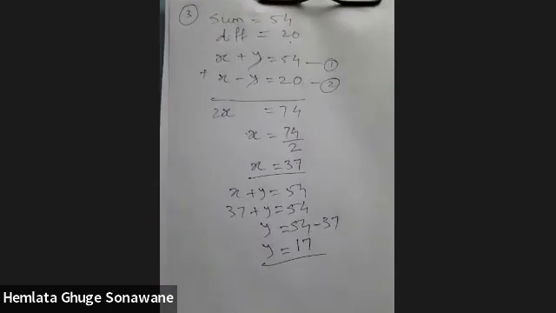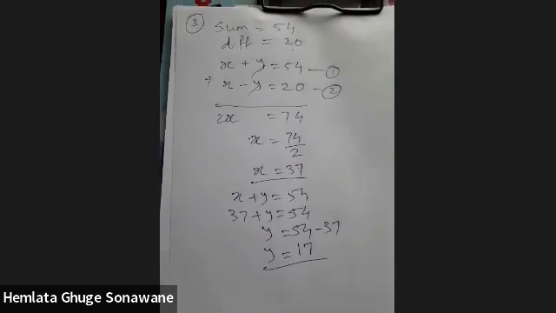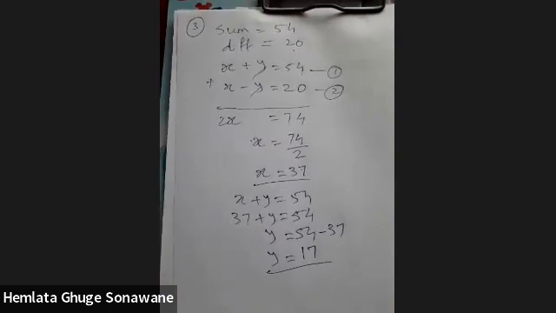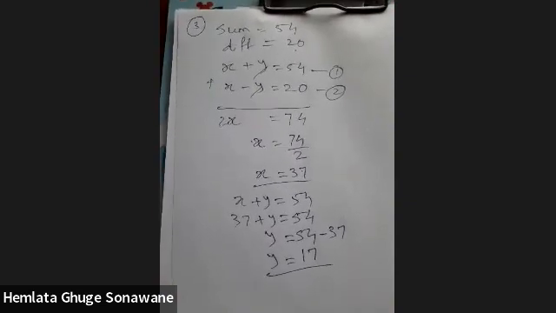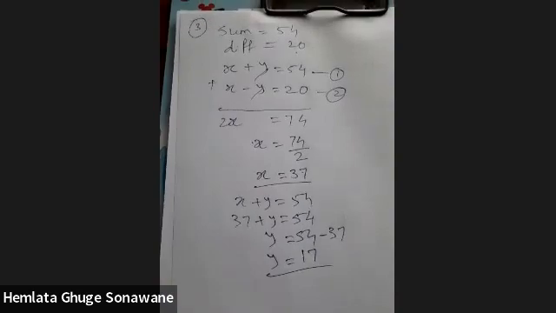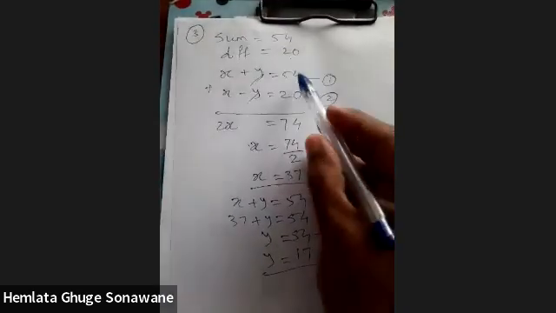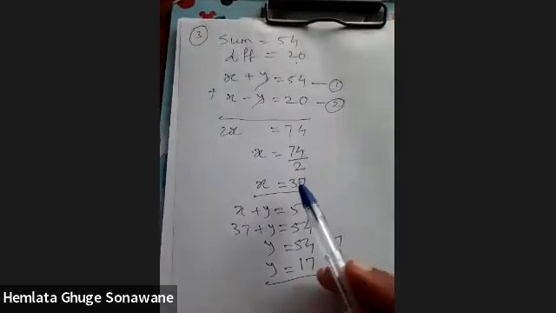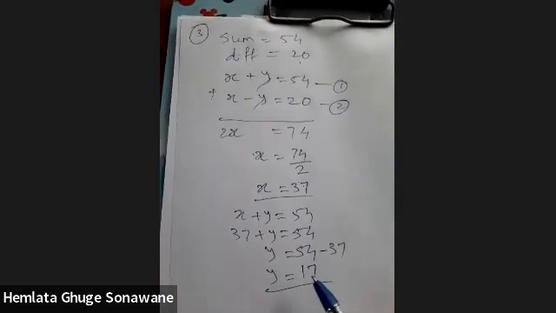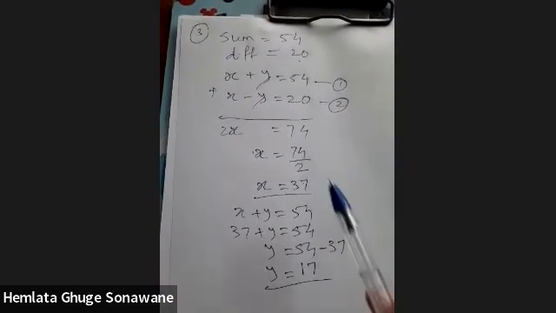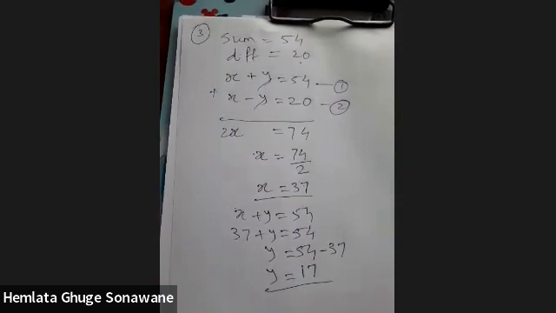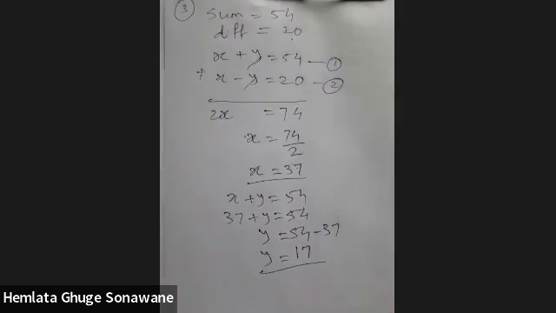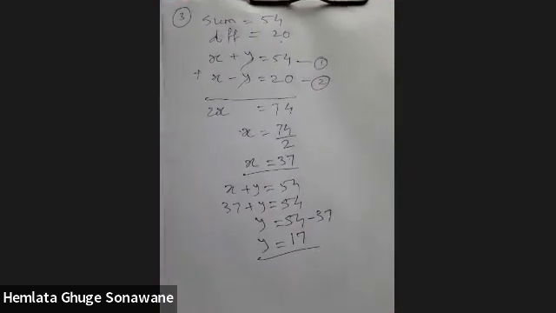Okay. Then the fourth example: their sum is dash and difference is dash. You can put any number for the sum and any number for the difference. With the help of this method, you will get the values of x and y, whose sum and difference will be what you have mentioned. That is your homework.